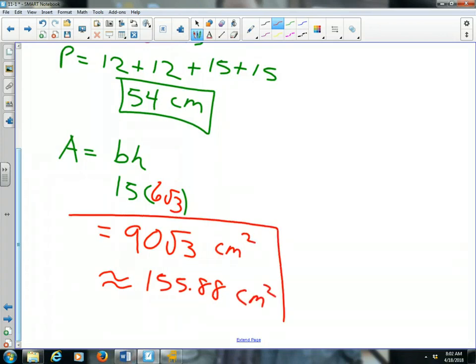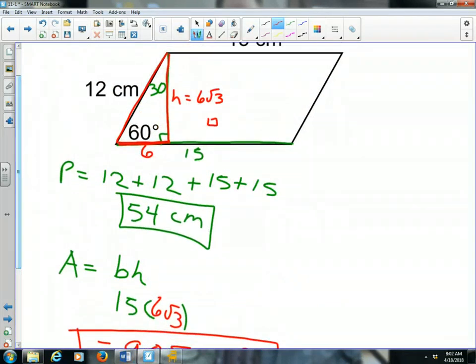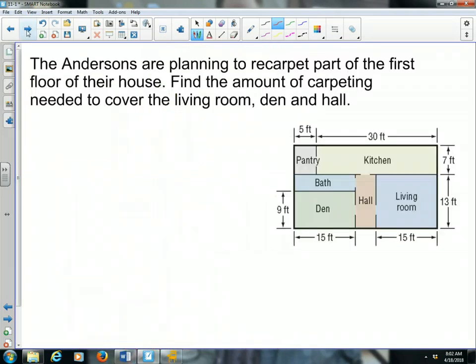So there are 155.88 square centimeters inside this parallelogram. 155 of those. All right, the Andersons are planning to recarpet the first floor of their house.